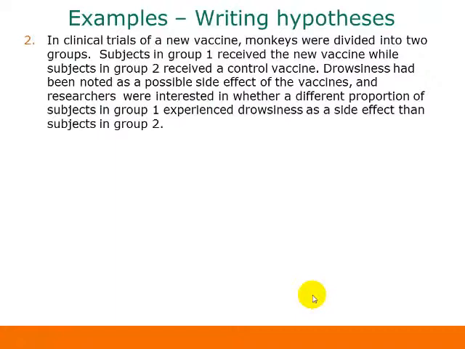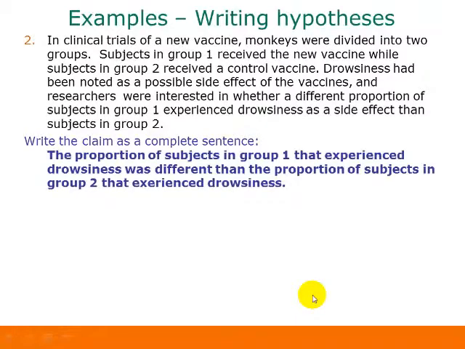Let's do another example. In clinical trials of a new vaccine, monkeys were divided into two groups. Subjects in group 1 received the new vaccine, while subjects in group 2 received a control vaccine. Drowsiness had been noted as a possible side effect of the vaccines, and researchers were interested in whether a different proportion of subjects in group 1 experienced drowsiness as a side effect than subjects in group 2. Again, we want to write our claim as a complete sentence. So, the proportion of subjects in group 1 that experienced drowsiness was different than the proportion of subjects in group 2 that experienced drowsiness.